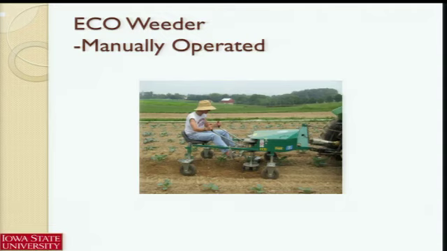And as you can tell from the picture how it operates, the human operator looks at the crop row, and with two arms holding the handles, you do that in and out motion to control the, in this case, spinning tines in and out to control weeds between the crop stands.